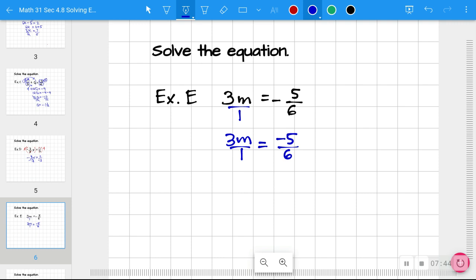Okay, so now when you cross multiply in the downhill direction, you get 18m, and in the upwards direction, you get 1 times -5, which is -5. And all we have to do is counteract this multiplication by dividing by 18, and that cancels off to give us our answer.